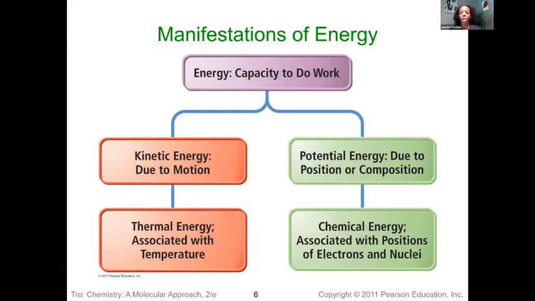Again, if we think about the overall breakdown of energy, energy as a whole is the capacity to do work. We can subdivide that into kinetic energy or potential energy, and then further categorize those as being either thermal energy, which is the energy associated with temperature, or chemical energy, which is that associated with the positions of electrons in the nucleus.